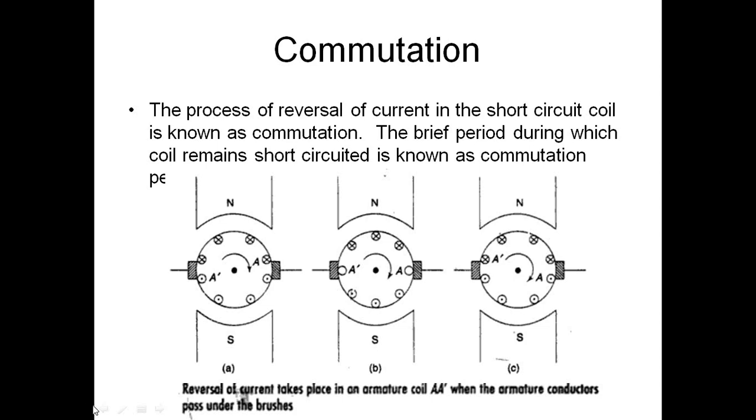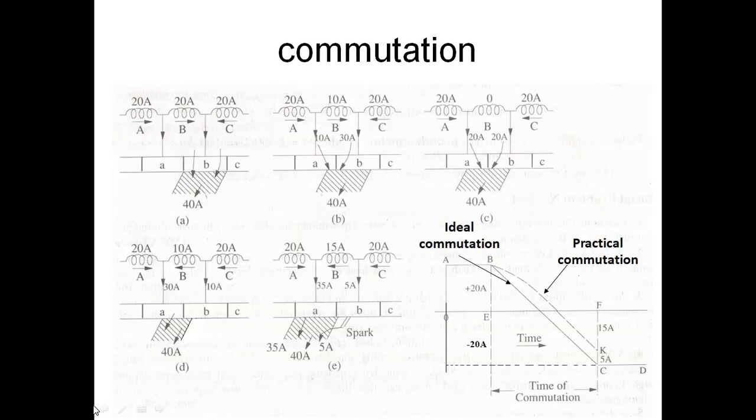Reversal of current takes place in an armature when the armature conductors pass under the brushes. In the commutation period, the interval of current is shown in the forward and reverse current diagram. First of all, diagram A represents 20 amps in forward as well as 20 amps in reverse. This is the perfect commutation in this period.